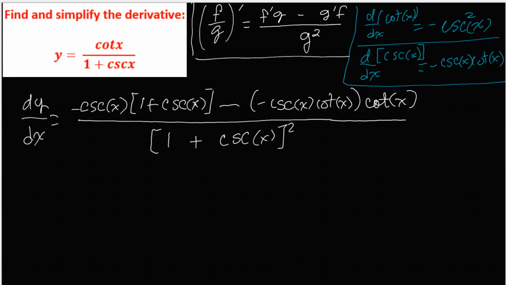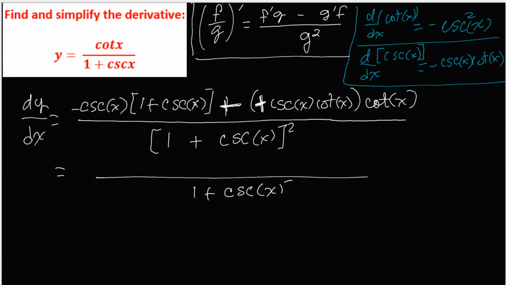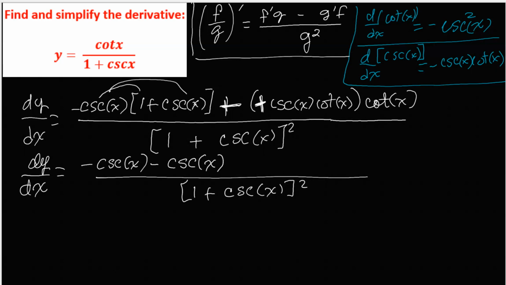All right, let's do some simplification here. First thing first, negative times a negative becomes a positive. And on the denominator, we still have 1 plus cosecant of x together, squared. And we are taking the derivative of y with respect to x. That's how we write that. dy/dx is equal to, distributing, negative cosecant squared of x minus cosecant of x.